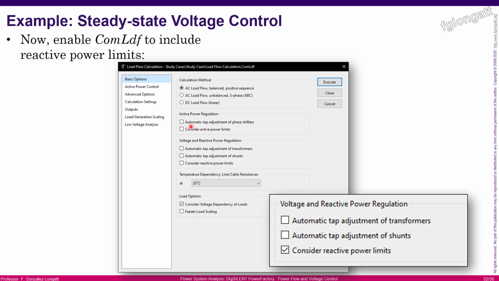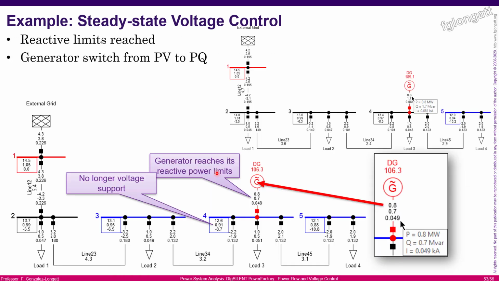that there is a region on the top of the load options, and the third option is consider reactive power limits. Now what we will do is tick that option, enabling PowerFactory to consider the realistic reactive power limits, and now we will run the simulation again. When we run the simulation again, what is the difference?